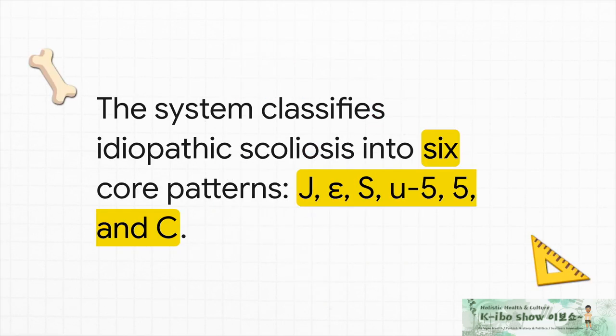You see, this system suggests that most cases of what's called idiopathic scoliosis, which is just a medical way of saying there's no known cause, can actually be sorted into one of 6 basic patterns, and they're represented by these characters you see here: J, the Greek letter epsilon, S, and under 5, a 5, and C. You can think of each one as a visual blueprint for a specific spinal shape.